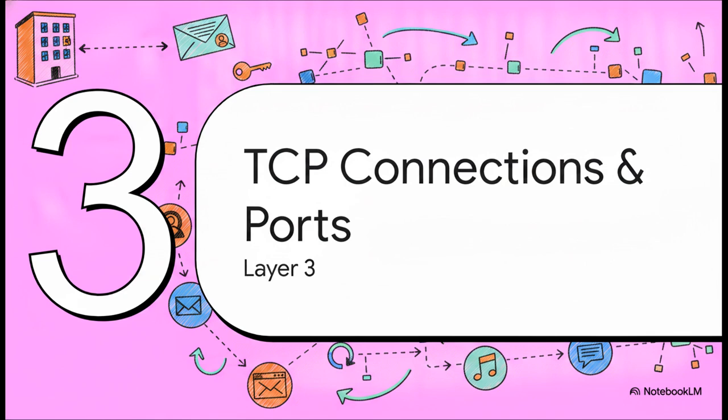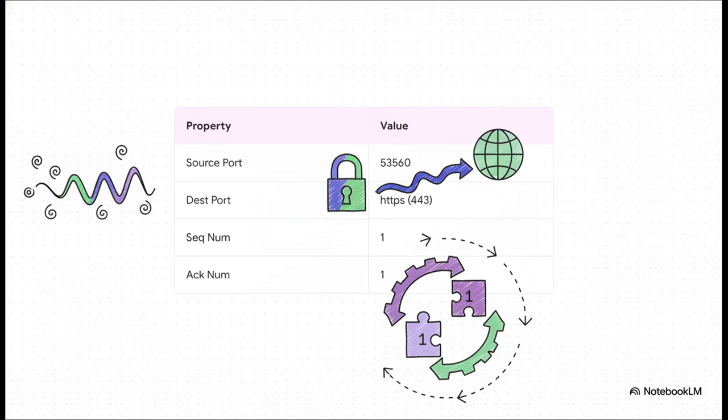And that brings us to layer 3, TCP connections and ports. So if the IP address got us to the right apartment building, the TCP port tells us exactly which door to knock on. Our local computer opened up a random temporary source port, 53560, but it's aiming for destination port 443. That specifically routes this as secure HTTPS traffic to the web server. Also, check out the sequence number of 1 and the acknowledgement number of 1. These numbers act like a really rigorous tracking and delivery system, making absolutely sure every single piece of the puzzle arrives reliably and in the exact order it was sent.